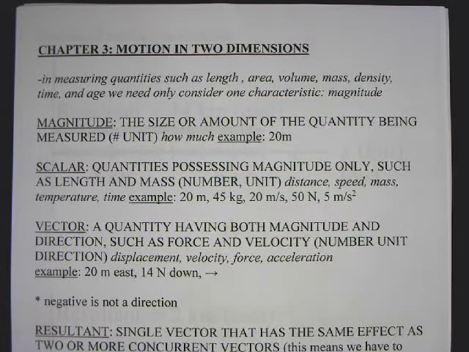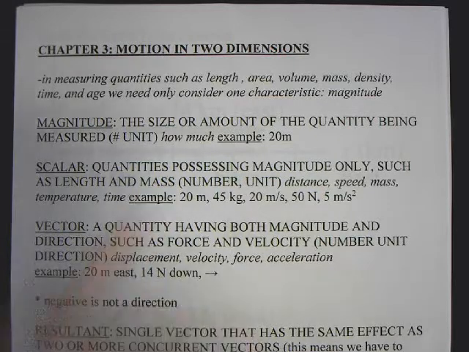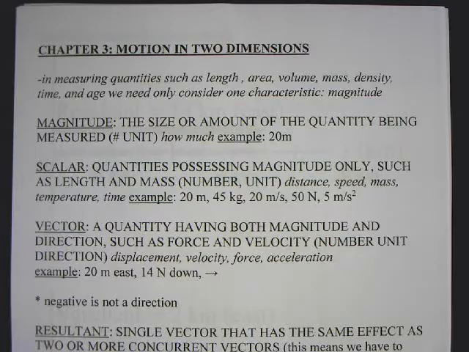In layman's terms, it's just a number in a unit. If I ask you how long it takes you to drive to school, and you say it takes 15 minutes, time doesn't have a direction. There are a lot of things that don't have direction, so they're just a number in a unit. Some examples: mass, time, age. The word magnitude just means the amount, how much of something is being measured. So it's a number in a unit, for example, 20 meters.